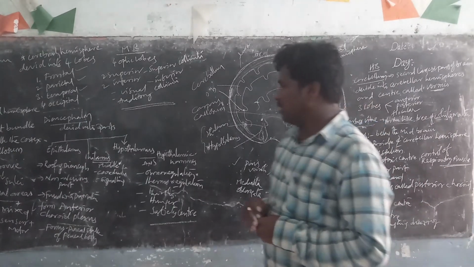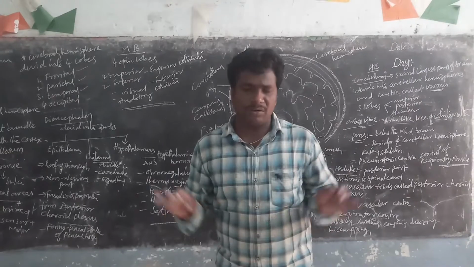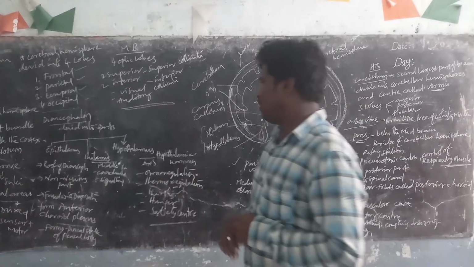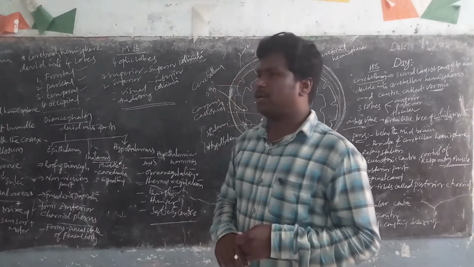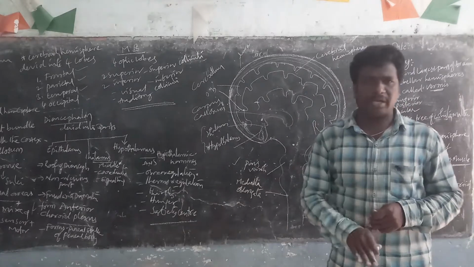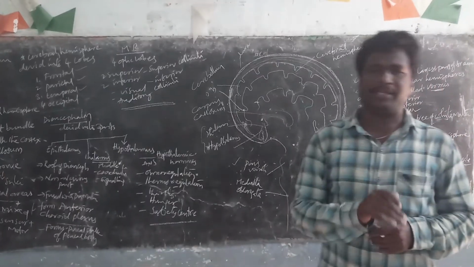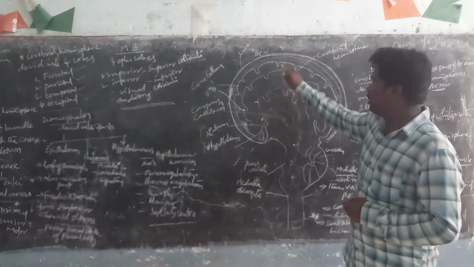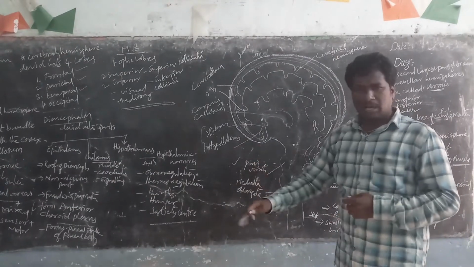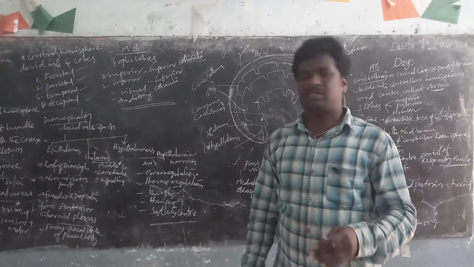These are non-nervous parts; no nerves are present in the epithalamus. It is fused with the pia mater. Already we have learned that the pia mater is the innermost layer of the cranial meninges. These are fused with this region, the epithalamus. Here, no nervous part.